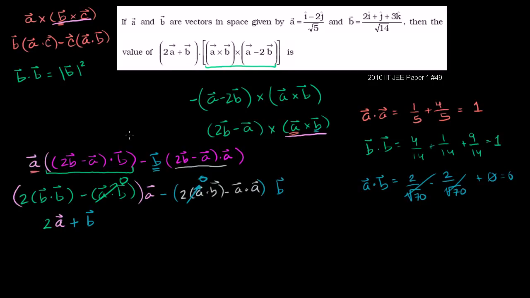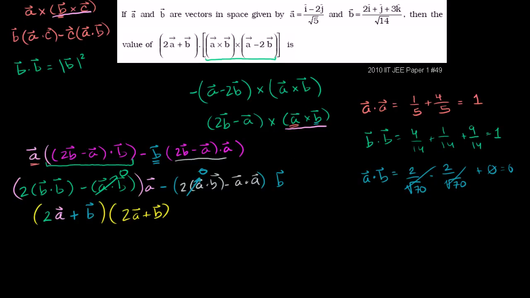So let me write it over here. So this whole thing is this over here. And then we have to take the dot product with 2a plus b again, the one that we're dotting it with. It doesn't matter. A dot b is the same thing as b dot a, and they're the same number, so it matters even less.